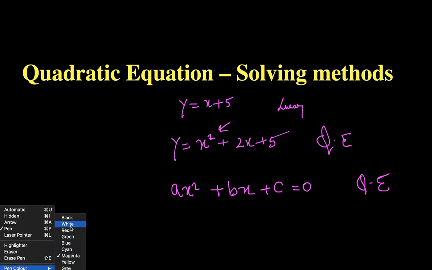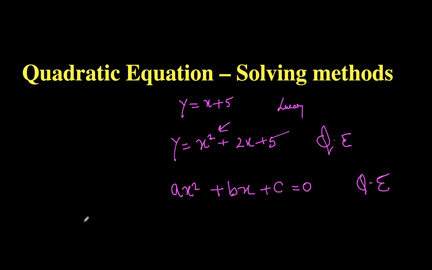So first we will do a couple of examples of how to identify a, b and c. Suppose you have an equation like 3x square minus 4x plus 5 is equal to 0. What is a? Here a is the coefficient of x square, which is 3. What is b? b is the coefficient of x, which is minus 4, and c is the constant value, which is plus 5.